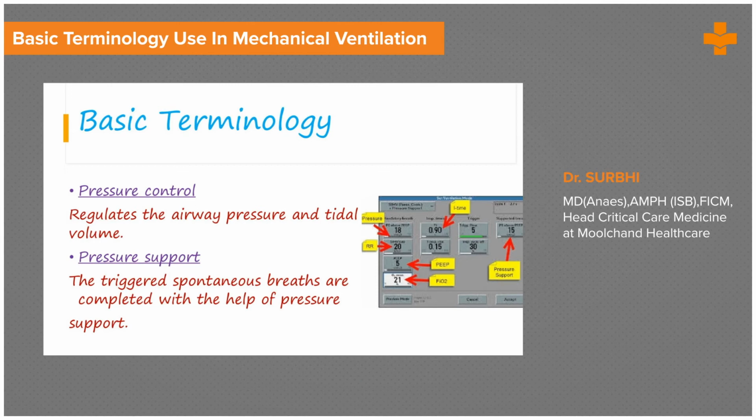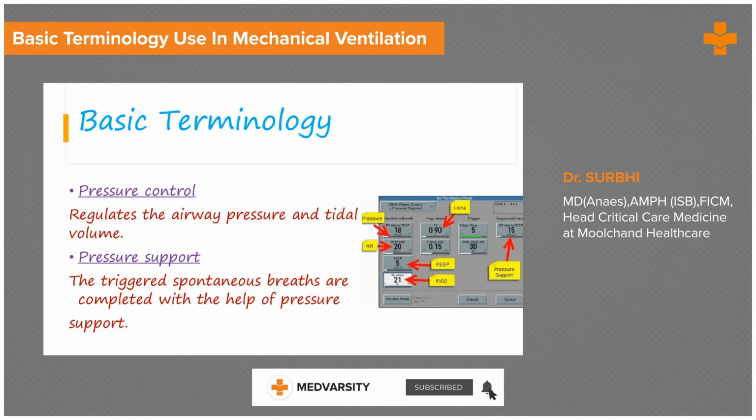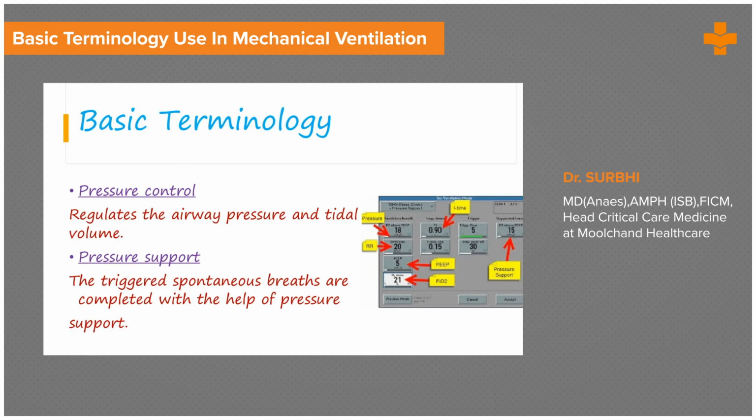So, what is pressure control? That is a parameter which controls the airway pressure. Once you control the airway pressure, you can also control the tidal volume because of that. That is like a limit. The ventilator will deliver the breath or the flow of gases till the pressure is reached, and that is why the tidal volume is achieved. What is pressure support? Triggered spontaneous breaths are completed with the help of the pressure support. So the pressure support is something like a support which the ventilator gives other than the mandatory ventilation.